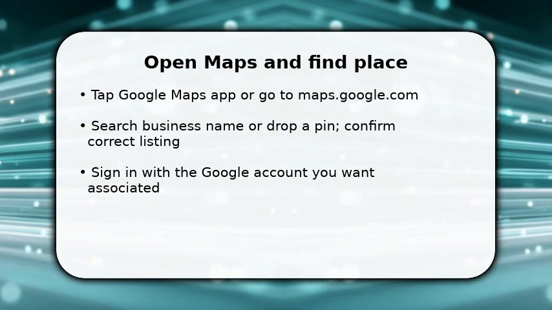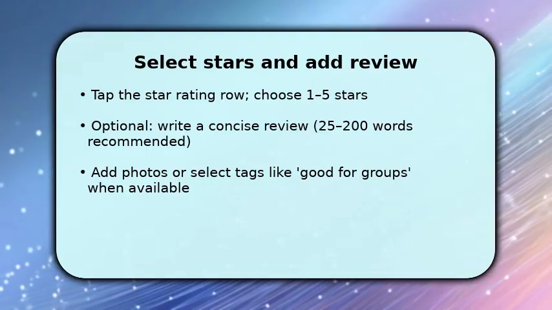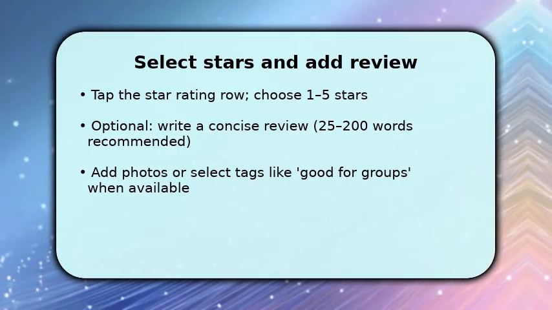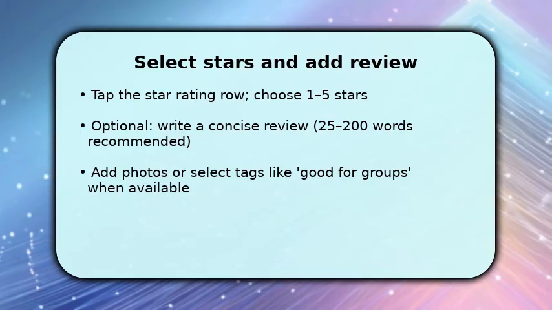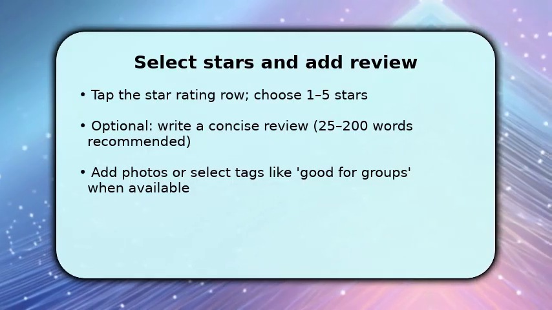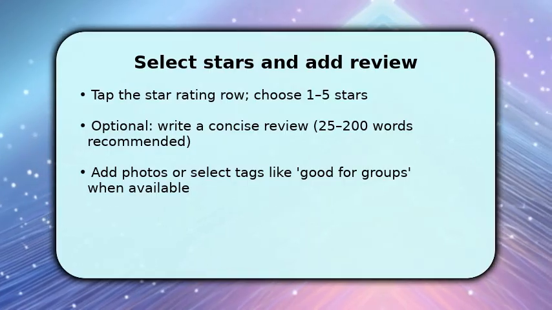Next, you tap the star row on the place page and pick 1 to 5 stars. This is the primary signal other users see. Once done, choose Add a review to explain why you picked that rating, describe service, cleanliness, or wait time so readers understand context. You can attach photos to support your comments and use available attribute tags for quick signals.